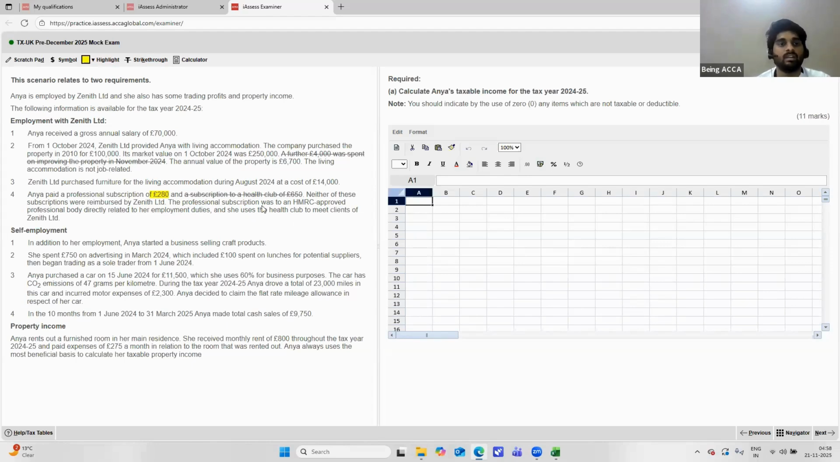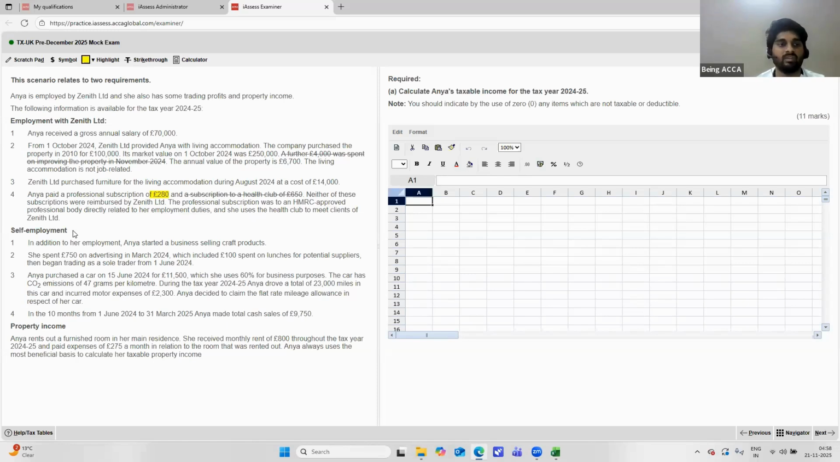Suppose that the professional subscription, as you've seen, is directly related to her employment duties, and she uses the health club to meet the clients of Zenith Limited. Meeting clients of Zenith Limited does not mean it is an allowable expenditure, so it is completely disallowed. All right, we have completed the employment part of it.